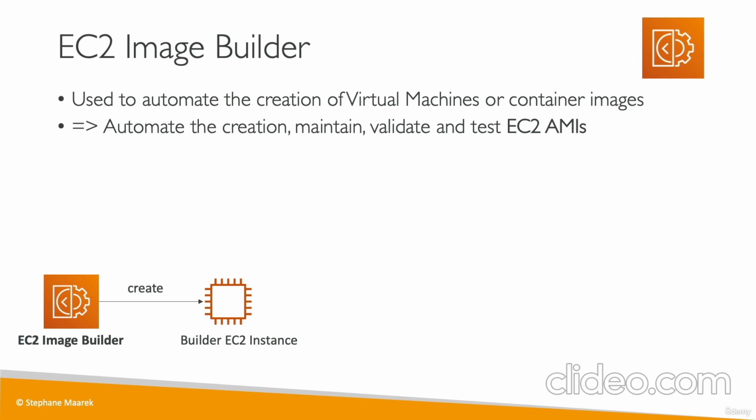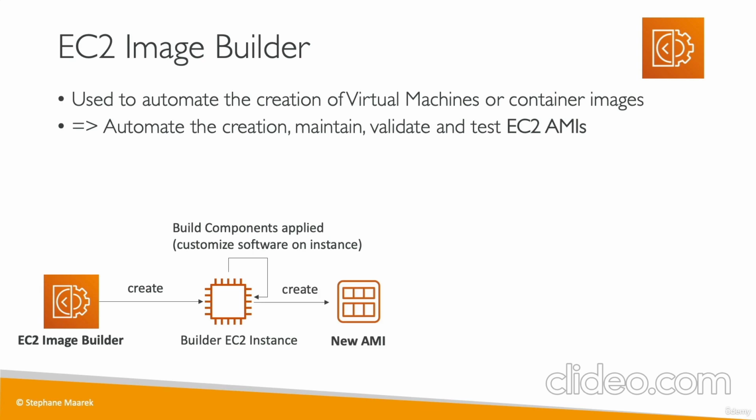And that EC2 instance is going to build components and customize the software. For example, install Java, update the CLI, update the software system, maybe install firewalls, whatever you define to happen on that EC2 instance, maybe install your application. And then once this is done, an AMI is going to be created out of that EC2 instance. But all of this is obviously automated.